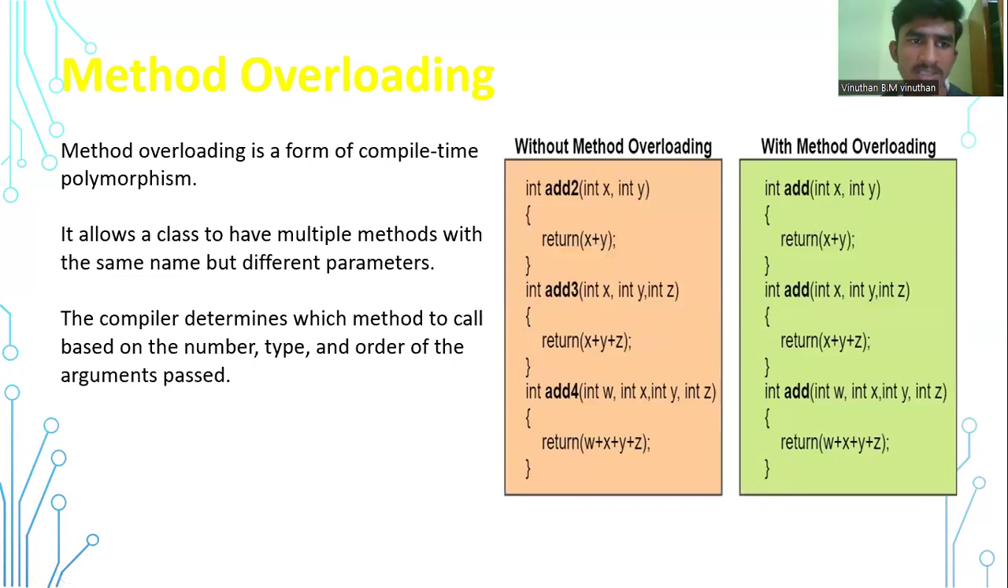And then next, let's move to method overloading. It consists of without method overloading and with method overloading. Method overloading is a form of compile time polymorphism. That means this is a type of compile time polymorphism. It allows a class to have multiple methods with the same name but different parameters. The compiler determines which method to call based on the number, type, and order of the arguments passed.